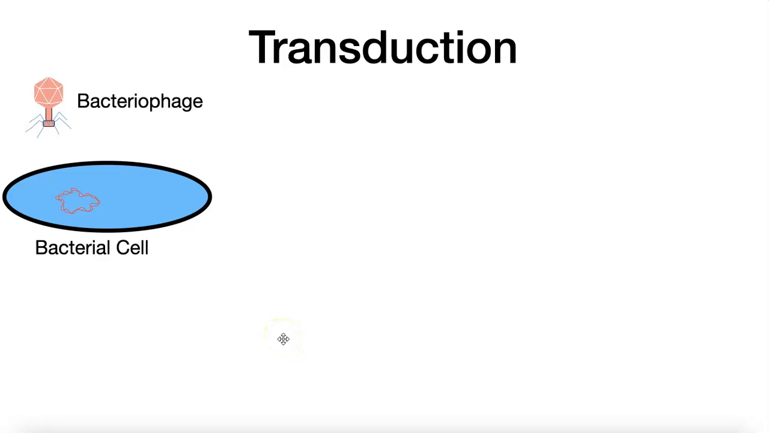This video is going to talk about the process of transduction. So if you remember, transduction is one of the three horizontal gene transfer mechanisms that bacteria use to acquire new pieces of DNA. So the shortest definition of transduction is viral mediated DNA transfer.